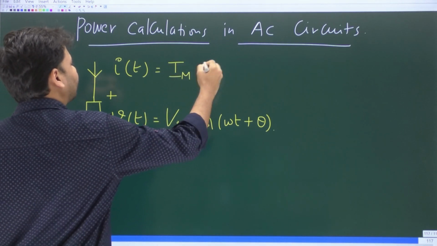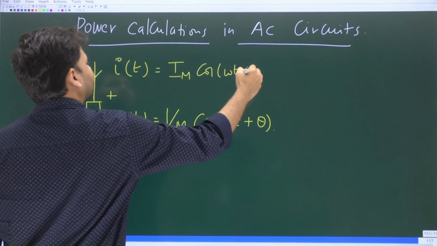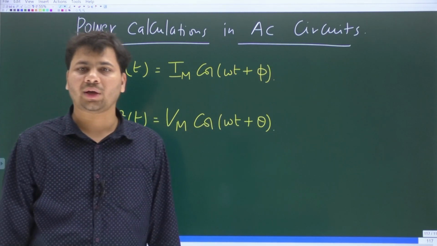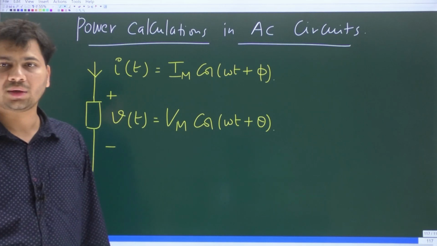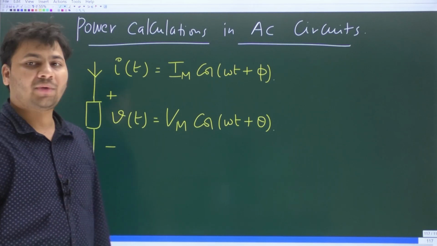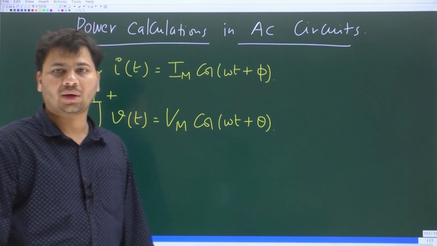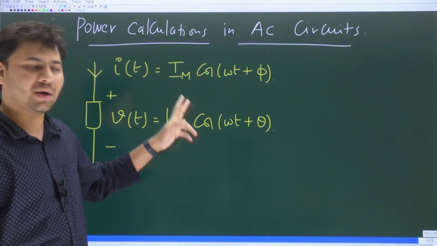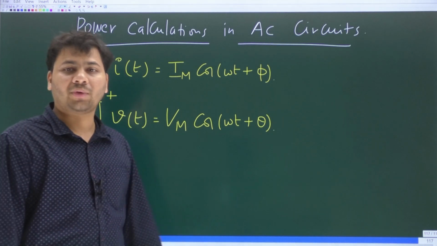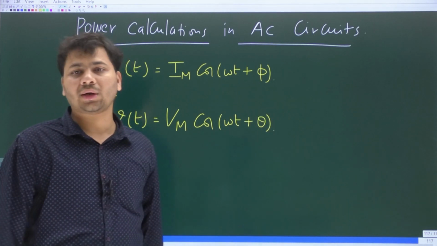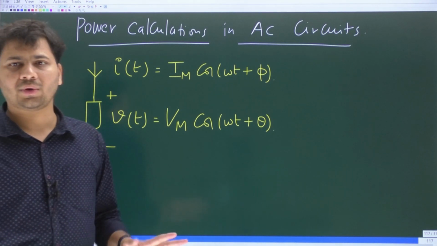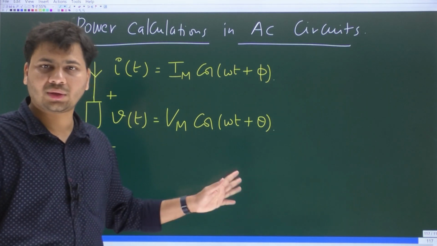Let it be of the form Im cos(omega t plus phi). Again, what is Im here? It is the amplitude of the current through the element, and phi is the phase angle of the current. So Vm is the amplitude of voltage, Im is the amplitude of current, theta is the phase angle of the voltage, phi is the phase angle of the current. So from now onwards, we will always stick to this notation.